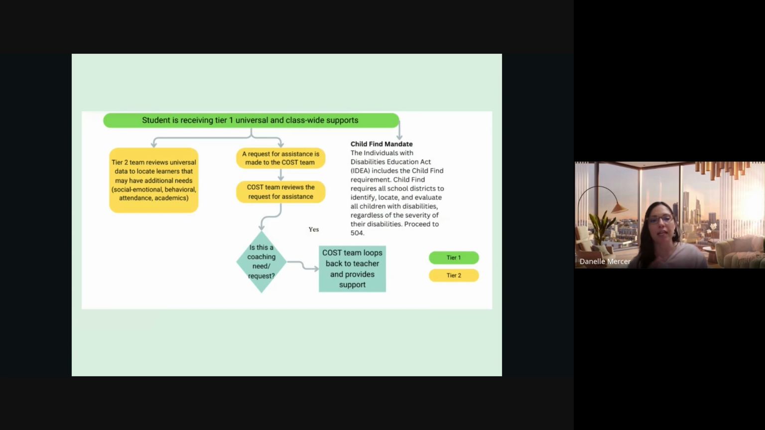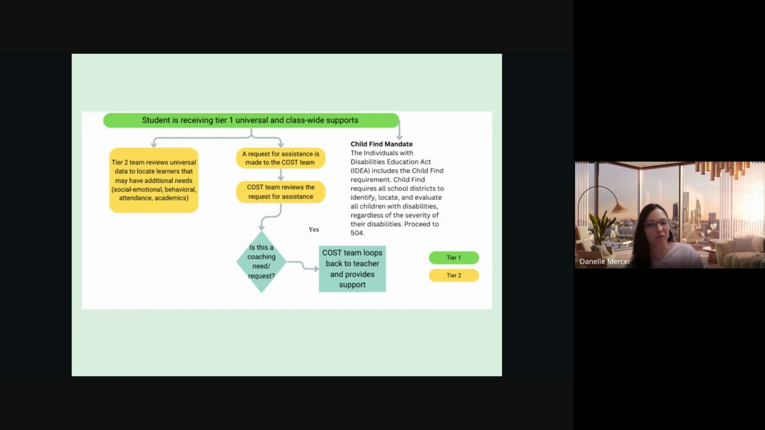The COST team reviews the request for assistance. And that could either go into more coaching and then going back to the COST team, which loops in the teacher to provide support, or it's going to proceed more with the SST and really finding what the needs are. The Child Find mandate, the Individuals with Disabilities Education Act, IDEA, includes that child find requirement. Child find requires all school districts to identify, locate, and evaluate all children with disabilities regardless of the severity of their disability.